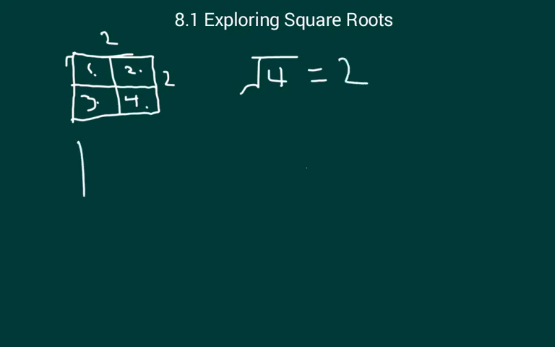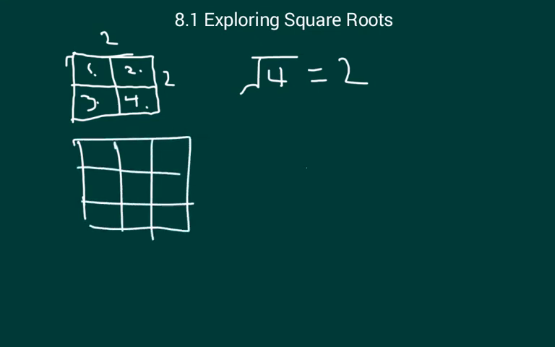So if I did a square of 9, I would be showing a representation of the square root of 9. And we solve this by asking, what are the dimensions? How far is it from here to here? So that would be 3.